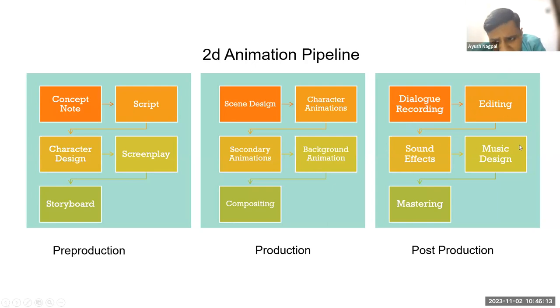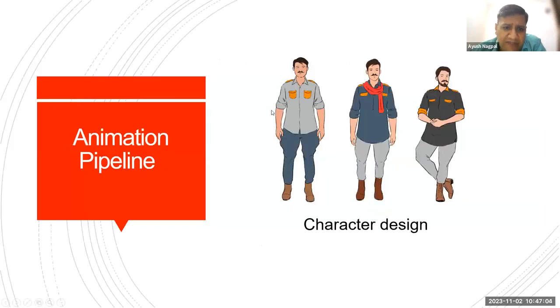Sound effects are added. Music design is added. Sound effects and music make a lot of difference. A lot of times we don't realize that audio, sound, is 50% of your film. Even all of us tend to spend more time on video and kind of ignore the audio. But audio is equally important. And then mastering is when the final film is saved as one file and removed from that system for distribution, whatever the distribution could be. So this is the basic 2D animation pipeline, and this is what the 3D animation pipeline looks like. I'll tell you.